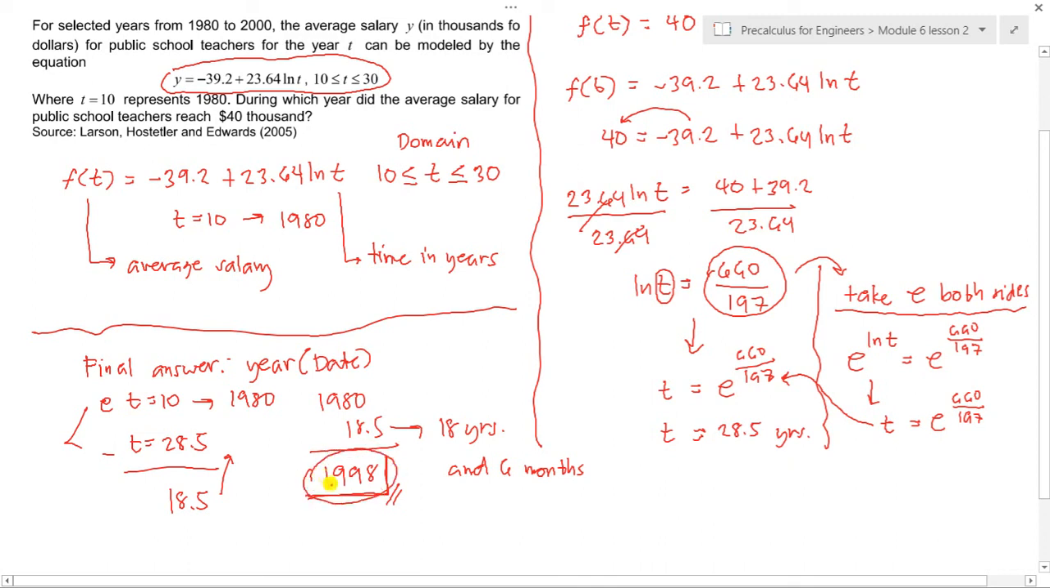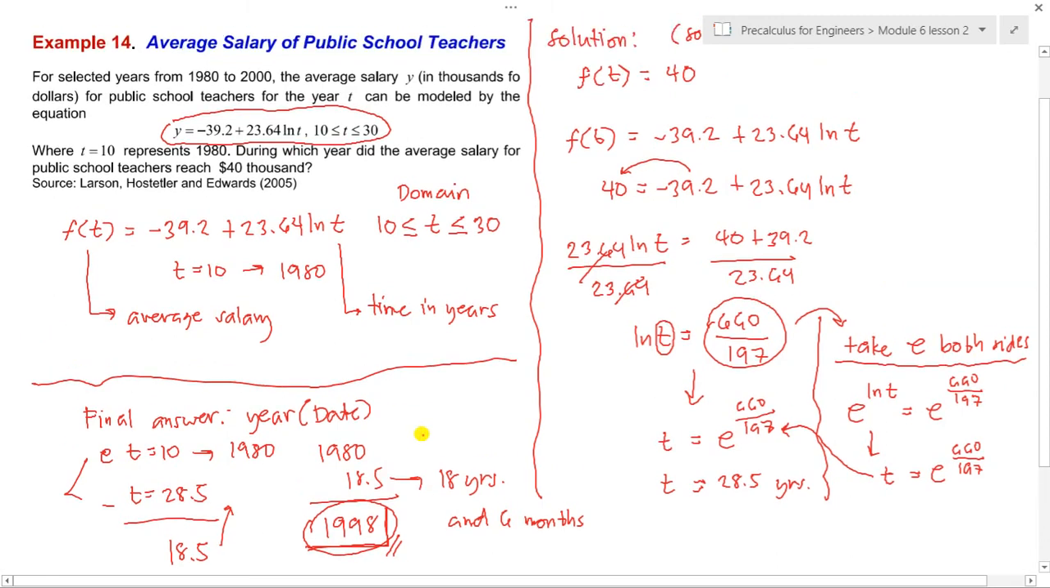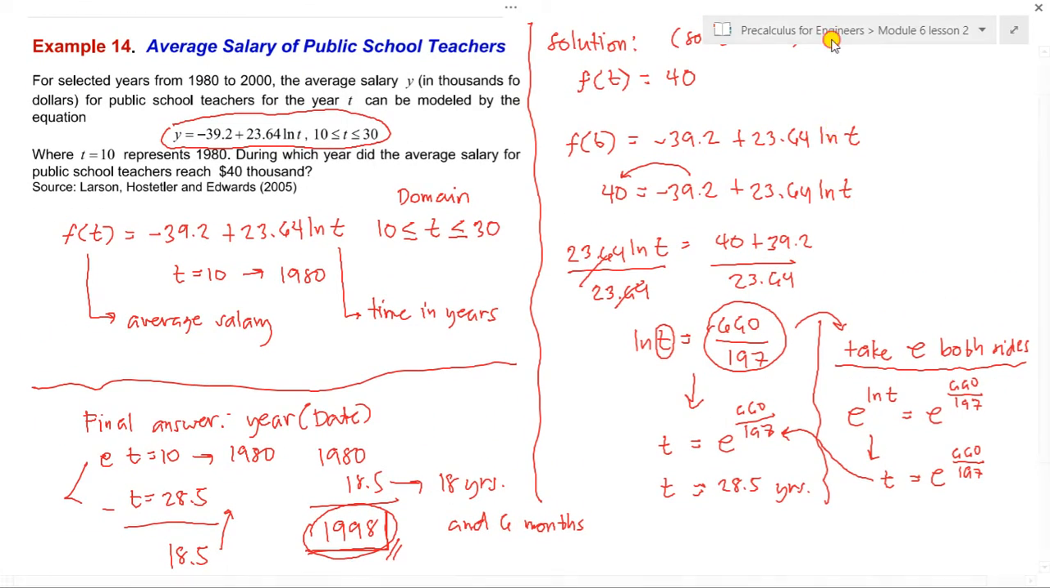Because if you answer 1999, it is different, it has already exceeded 40,000. So within the year 1990, that is where you attain $40,000 as the average salary. So take note of your answer, based on how you round up. Okay? Analyze carefully what the problem asks. Okay, so let's proceed to the next.